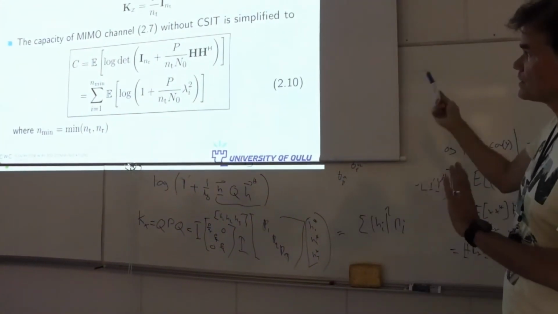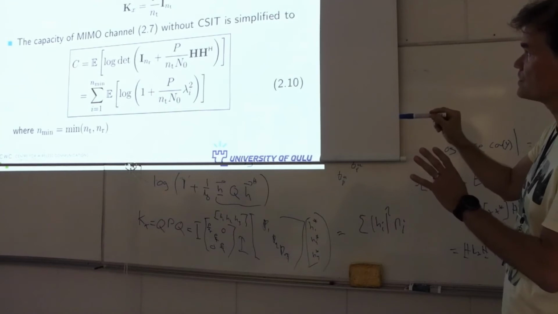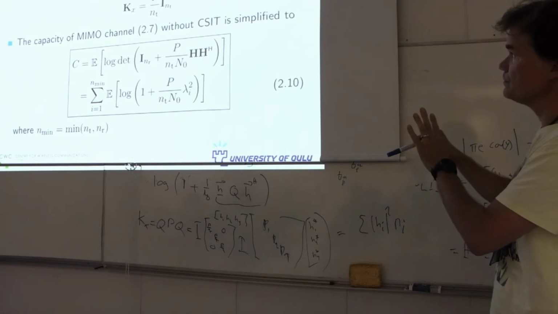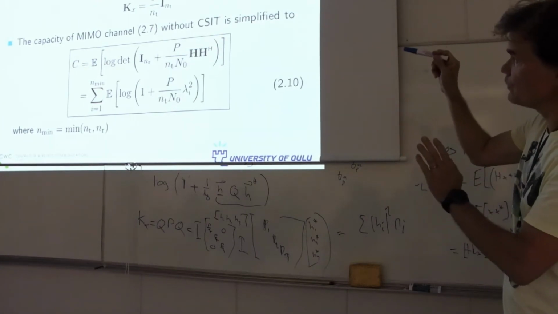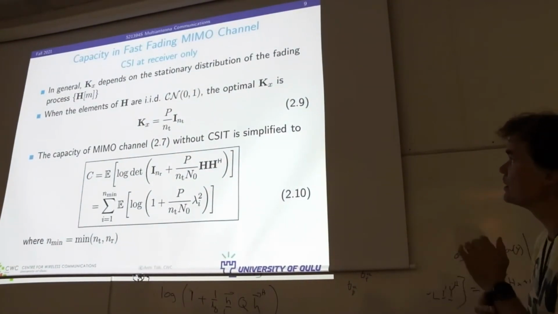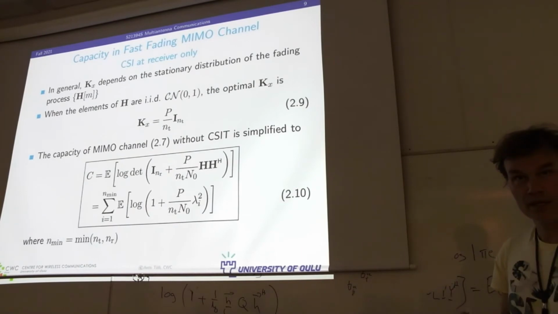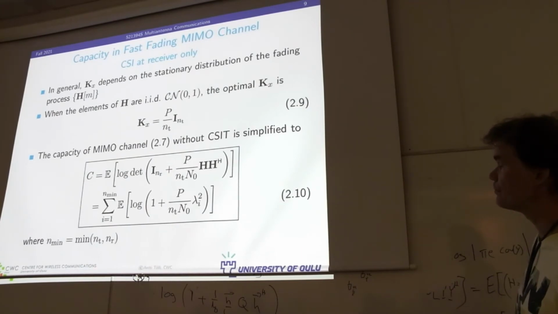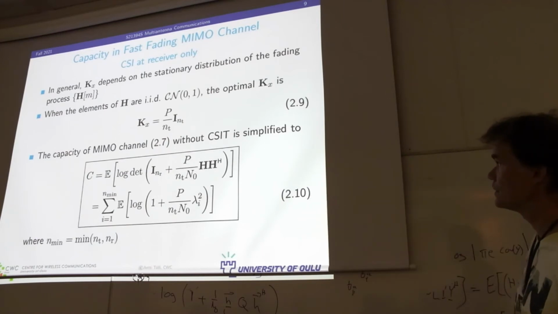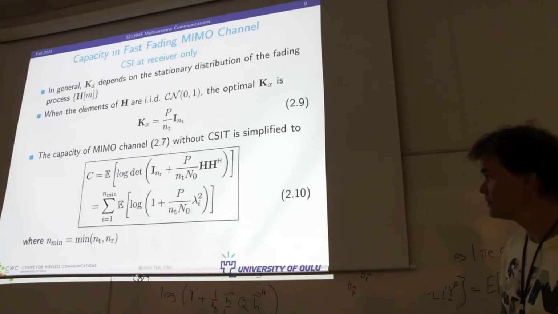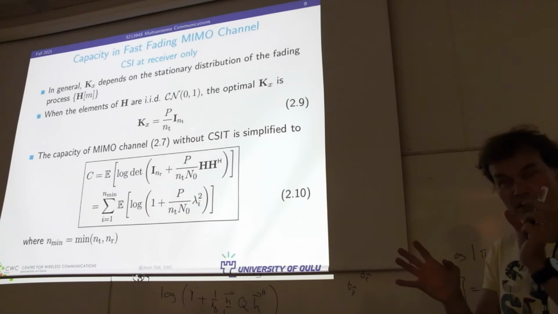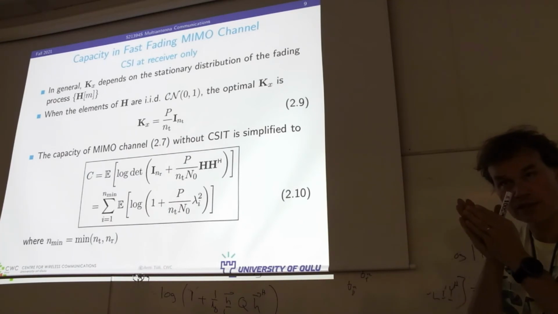So in general, as I mentioned earlier, even if you have CSI only at the receiver, if you know something about the statistics, the covariance matrix of the channel, you should use that to design the transmit directions Q. For example, if you know the covariance matrix, you can use eigenvalue decomposition of the covariance matrix and use the eigenvectors as transmit directions.